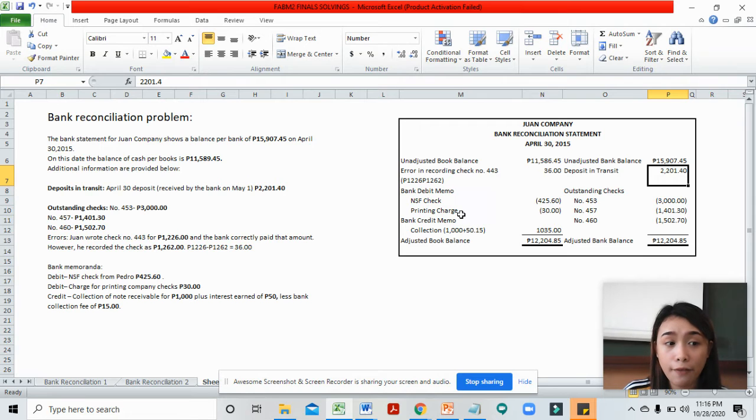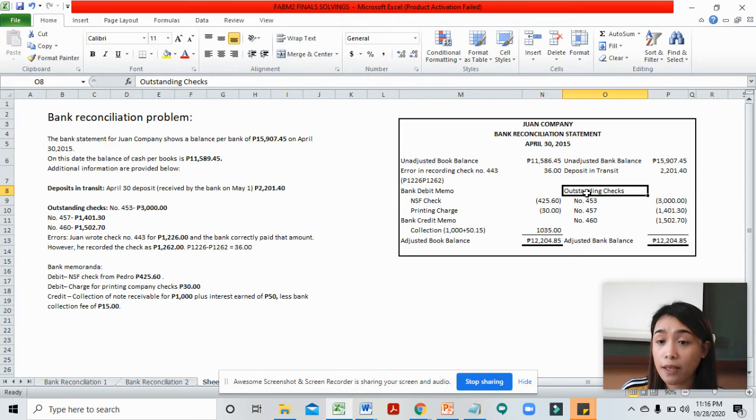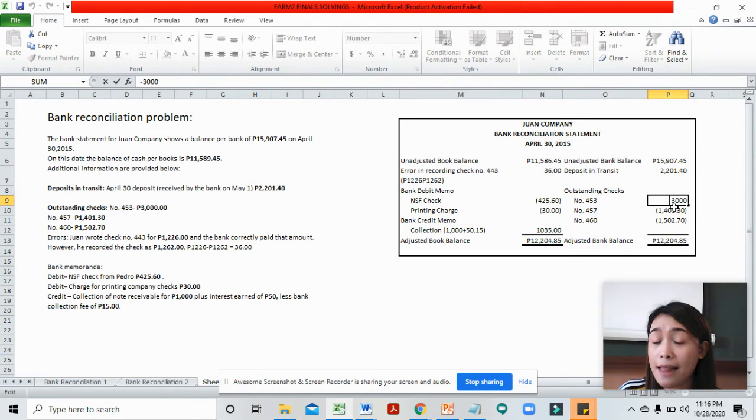So for the OC, that is your outstanding check, you would see it in our bank statement again. Under the bank balance, we have the outstanding check. We have the check number and the amount. Take note, inside the parentheses, that is negative. Again, inside the parentheses, that is negative. Okay, for a moment. So that's it.